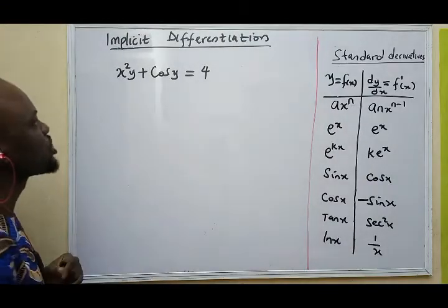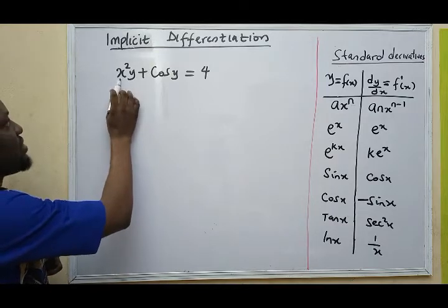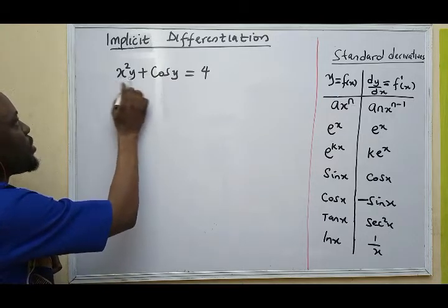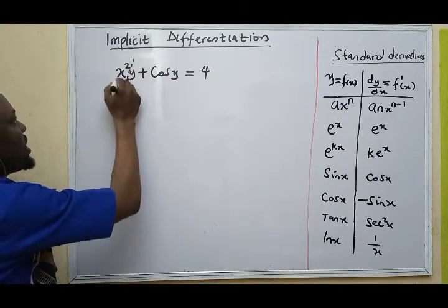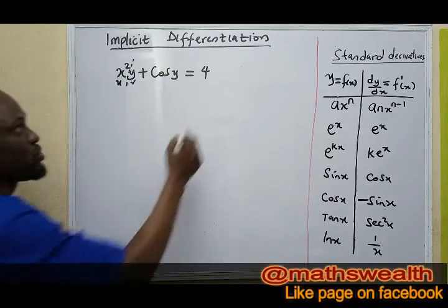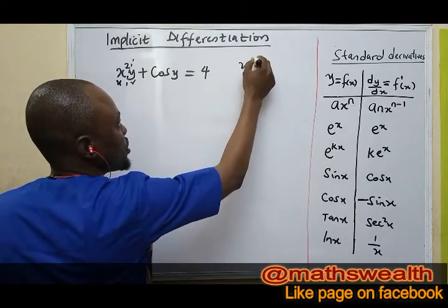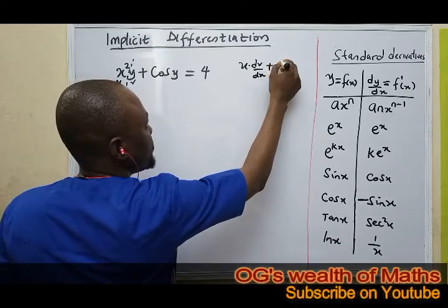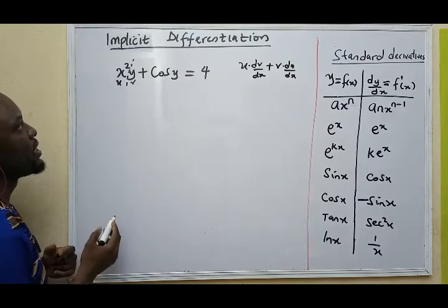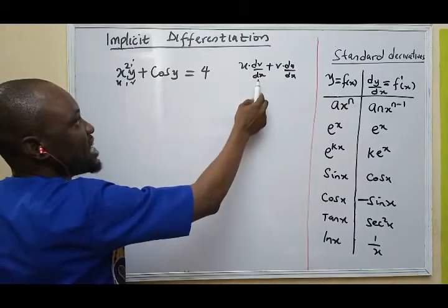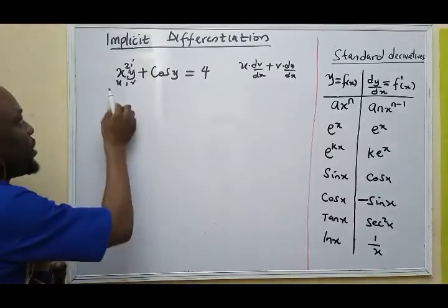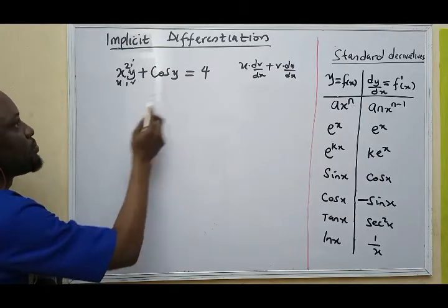So here, how do we solve this problem? Now, if you look at this, I have x squared y and then cos y equals 4. This is a form of product. So I'm going to take this as u and I'll take this as v. If you remember from your product rule, the derivative is u dv/dx plus v du/dx. So I have two functions, x squared and y. Here dv/dx is the derivative of v, du/dx is the derivative of u. In this function now, I'm going to use that.